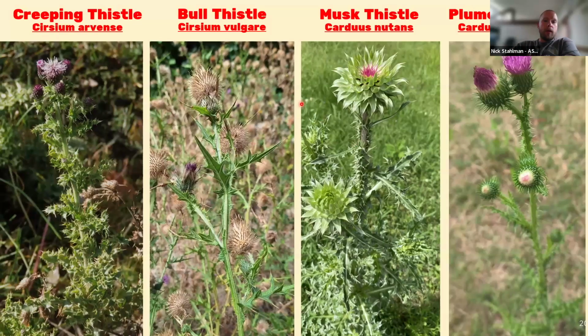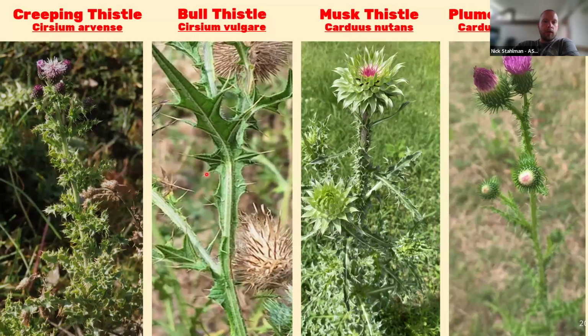You can tell if you have these other three because the stem is also winged on these other three. So if you notice right here, here's the leaf, and it comes in. It's almost like the leaf and the stem are merging. Creeping thistle does not have that. It's got a smooth stem. All these other three will.